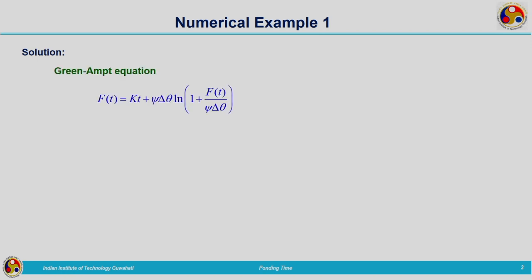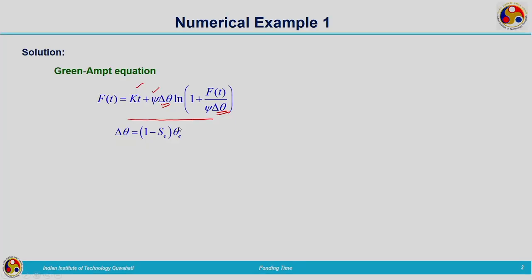The Green-Ampt equation is given by F of t equals Kt plus psi delta theta ln of 1 plus F of t divided by psi delta theta. Here K is given, psi is given, and delta theta we need to calculate. We have already found the expression: delta theta equals 1 minus Se times theta e, derived from the effective saturation and effective porosity for the soil moisture deficit. If Se is 25% and theta e is 0.434, delta theta is 0.326.